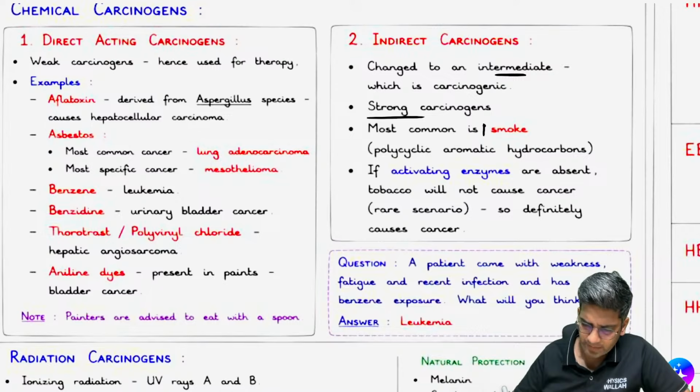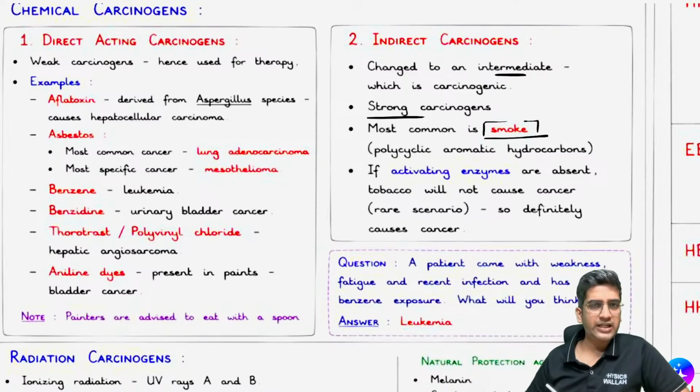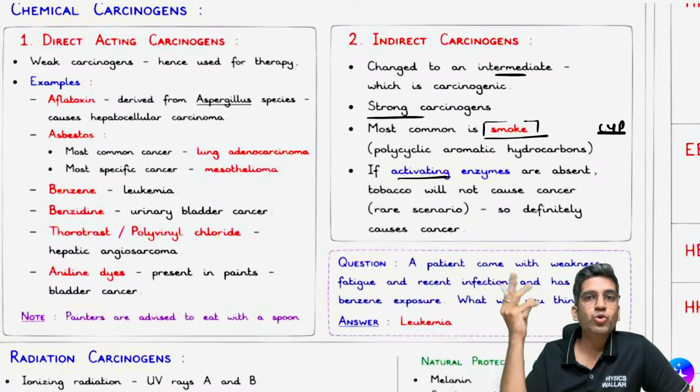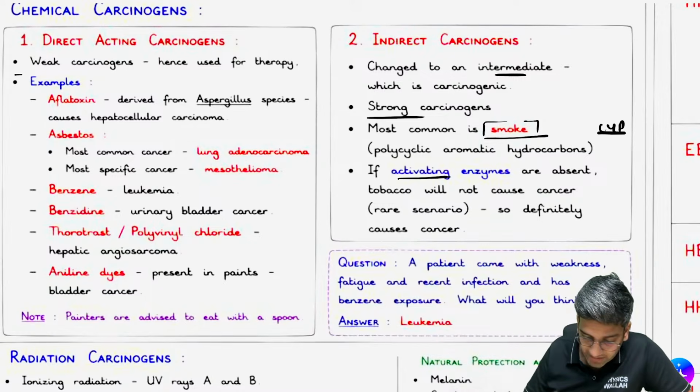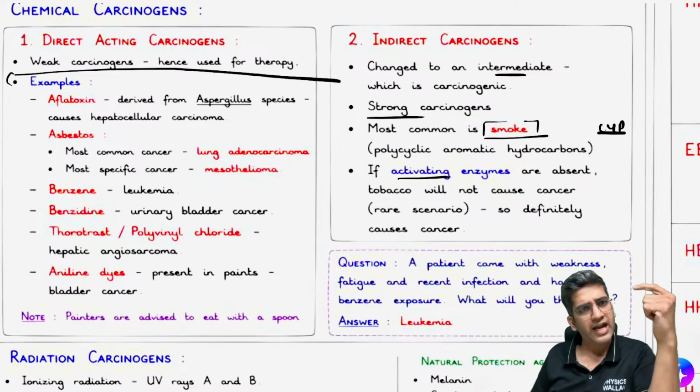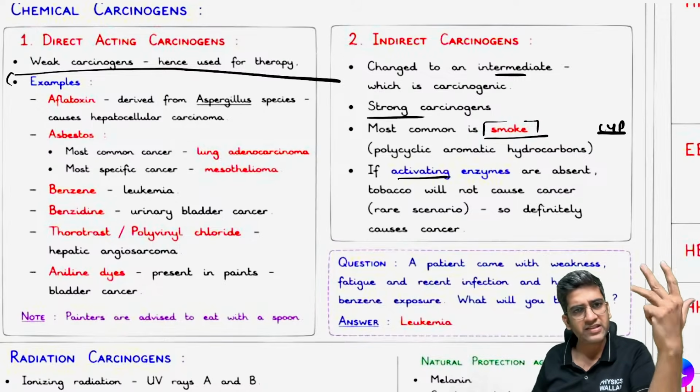The most common example is smoke. Smoke is a classical indirect acting carcinogen, right? The activating enzymes are the ones which make them carcinogenic, for example the CYP enzymes. That's why some smokers don't get cancer, because they don't have the CYP enzyme. All these are examples of indirect acting carcinogens, not direct acting. Aflatoxin is indirect, asbestos indirect, benzene indirect, right?